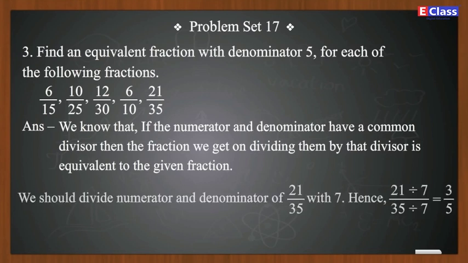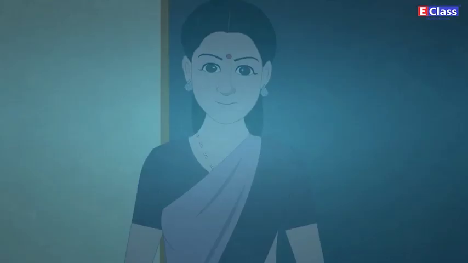We should divide the numerator and denominator of 21 upon 35 with 7. Hence, 21 divided by 7 upon 35 divided by 7 is equal to 3 upon 5. Dear students, I have solved here problem number 1, 2 and 3 as an example. Now, you have to solve the remaining problems, that means problem number 4 and 5.